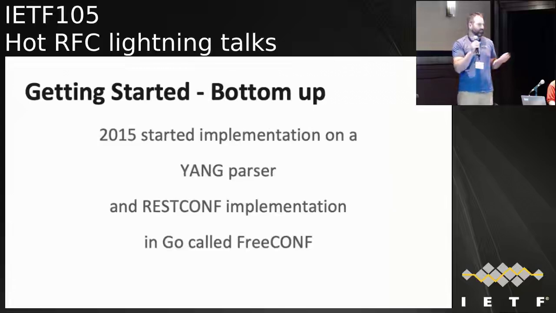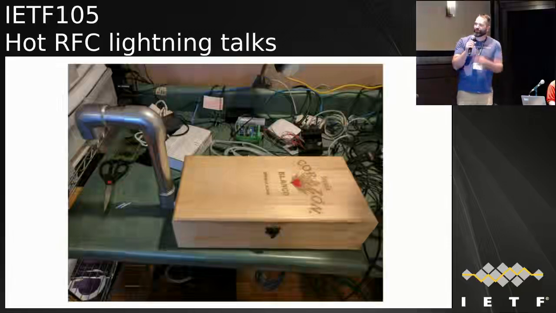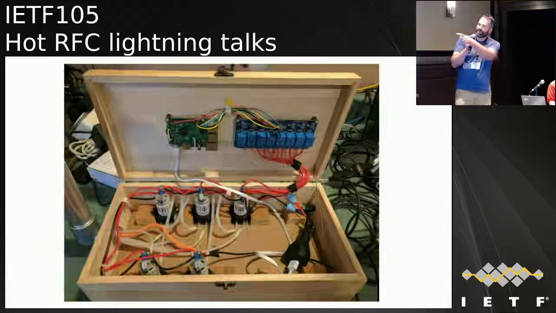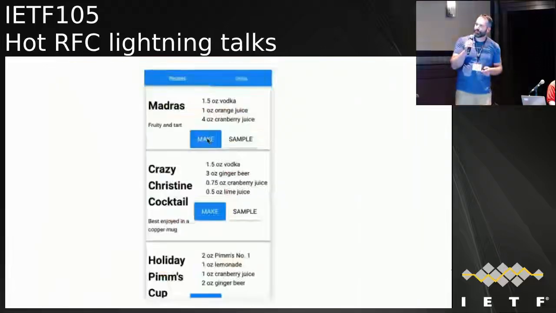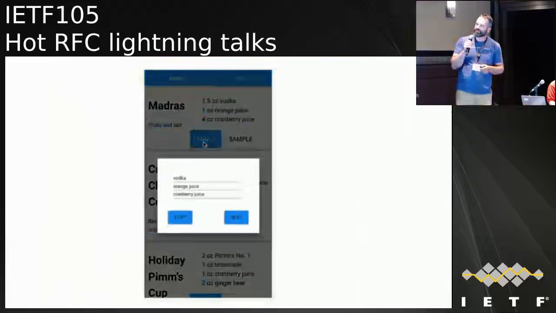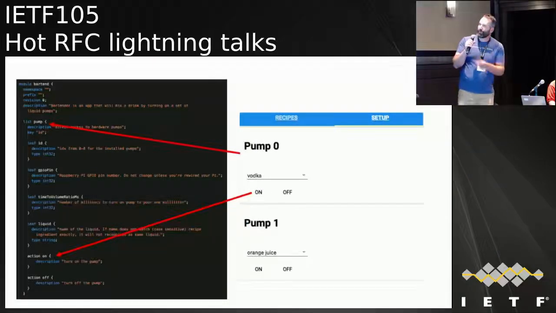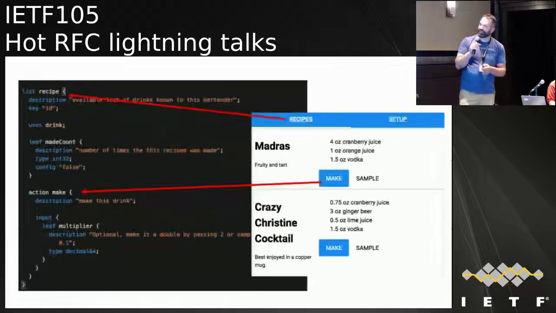I started there. My first project was this bartender. It has a Raspberry Pi and some relays and some pumps, and it's got a little interface to make it work. But I did implement it all in RESTCONF. So there's a YANG model for the bartender, and you can assign a pump to a particular liquid. Even when you make your recipe, you're going through RESTCONF. And it was really no special tools on the JavaScript side to get this to work.